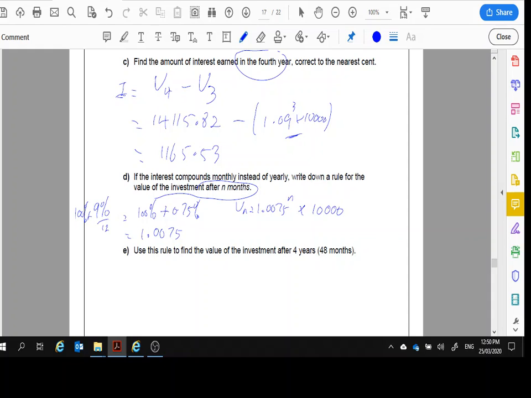Use the rule to find the value after 4 years. That's 48 months. So we're working out V of 48, which equals 1.0075 to the power of 48 times 10,000, which means we get $14,314.05.